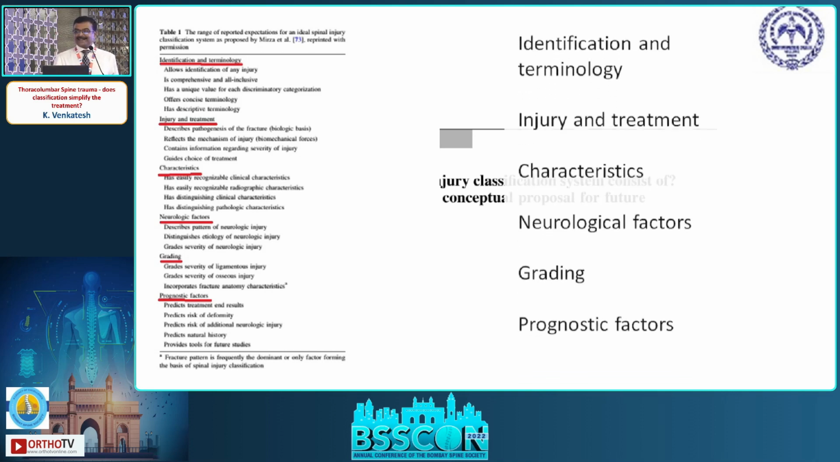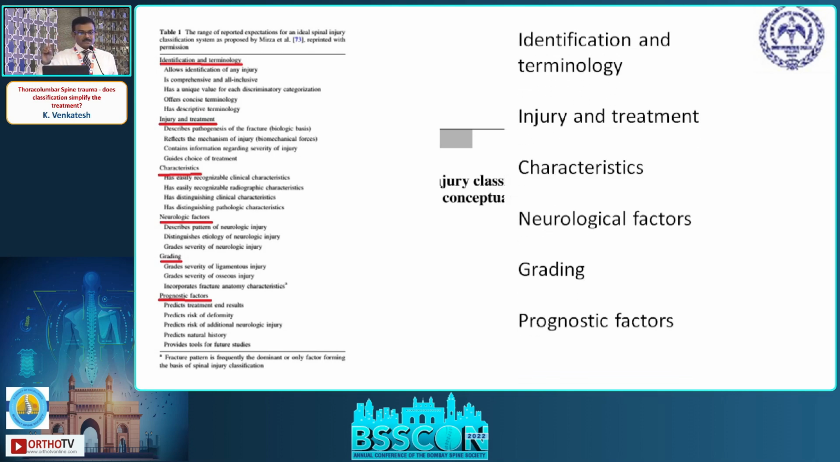These are the things they had. You have to have an identification and terminology. You have to find out injury and treatment should match. It should have all the characteristics, neurological factors, grading, prognostic factors. Everything should be there. That's what you have in mind before getting married: this is what I need, all these things. So this is the ideal classification.